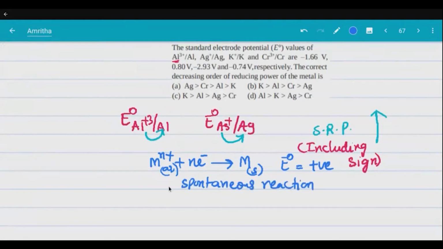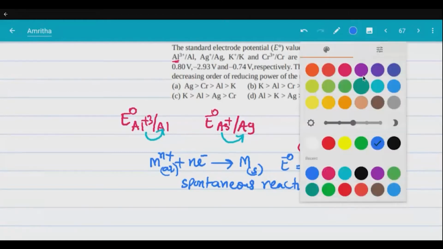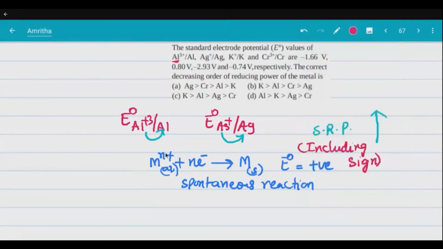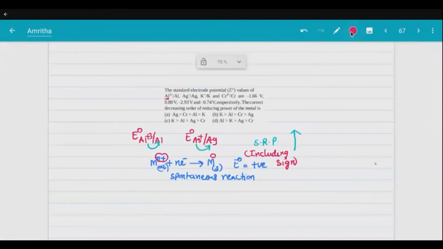Spontaneous forward reaction means it is gaining electrons, taking electrons. So what is the nature, reducing or oxidizing? Tell me. If you see M's oxidation number, what is happening? M n plus goes to 0. M is reduced itself. N can't be negative here, okay? So this is a good oxidizing agent. If SRP is more, what can you infer? It is a very good oxidizing agent. Oxidizing nature increases.